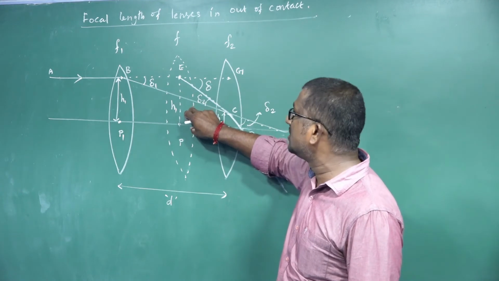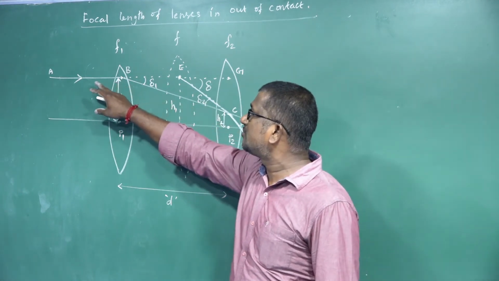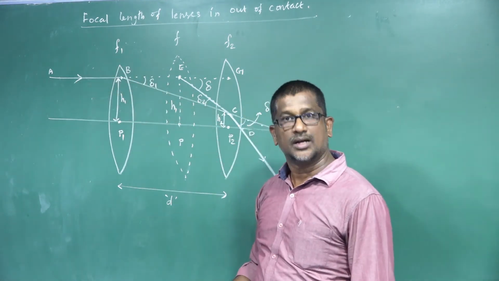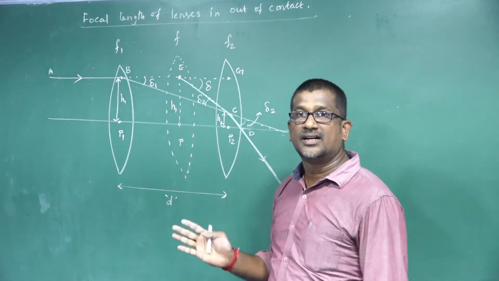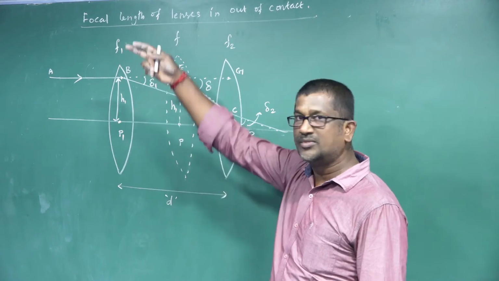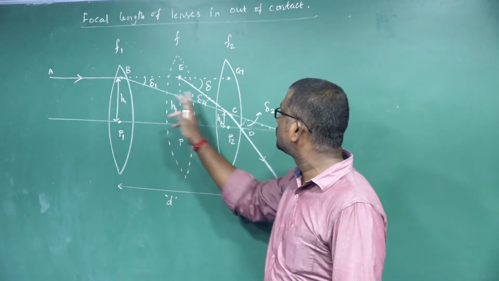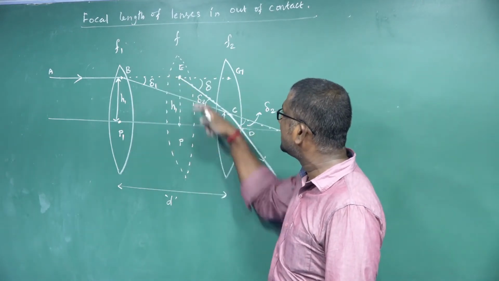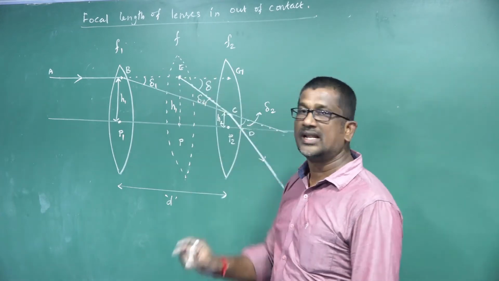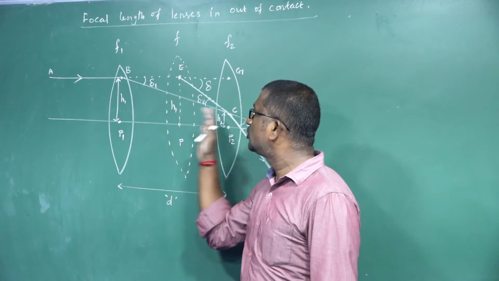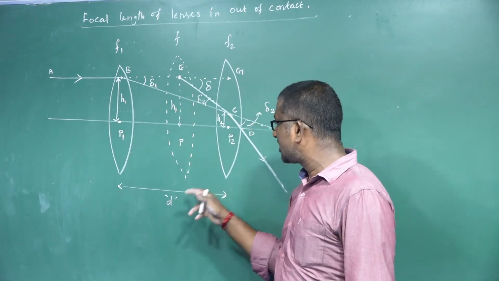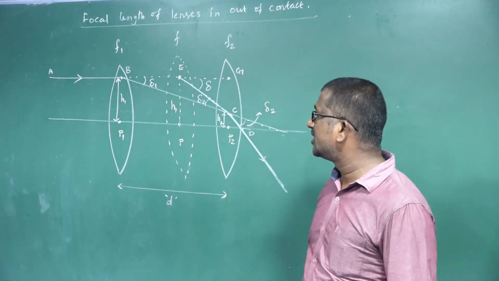If the object is placed at other than infinity, that is, before infinity, they cannot be treated as a single thin lens. Here the object is placed at infinity, so that is why this combination can be treated as a single thin lens whose focal length is taken as f. Whereas f1 and f2 are the focal lengths of the two individual lenses. They are separated by a distance of d apart.